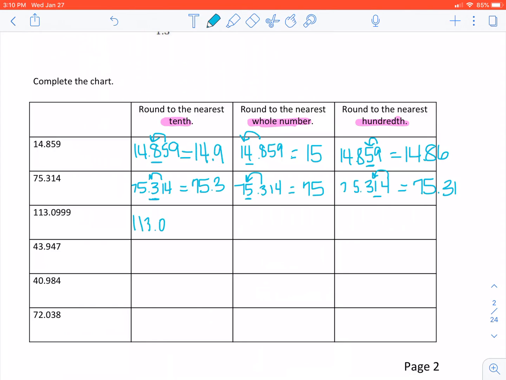All right, so let me just write down the problem. This is my tenths value. So the 9 is going to tell that to go up to a 1. All right, whole number. So 3, the 0 is below 5, so it's going to tell us to stay as 13.